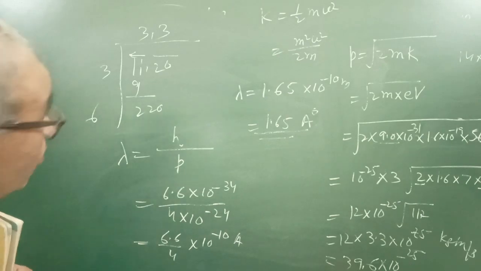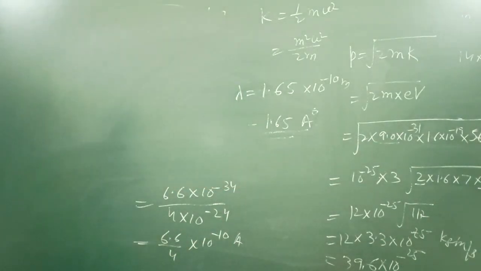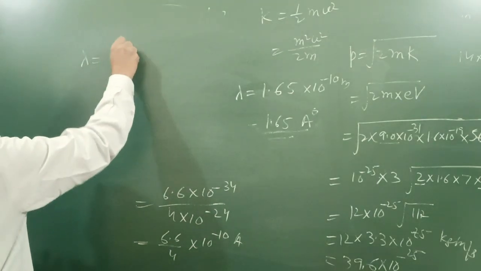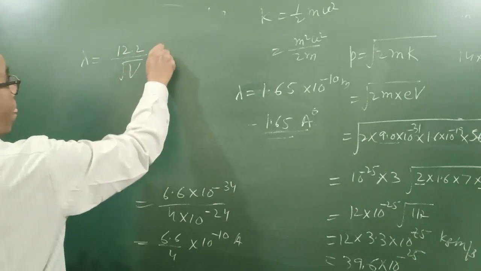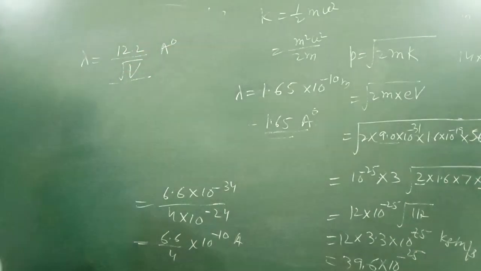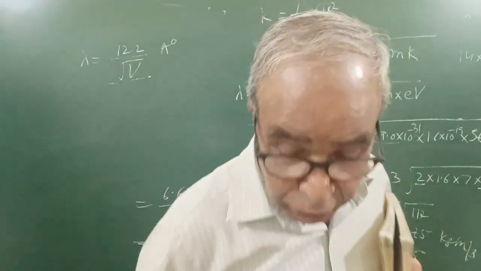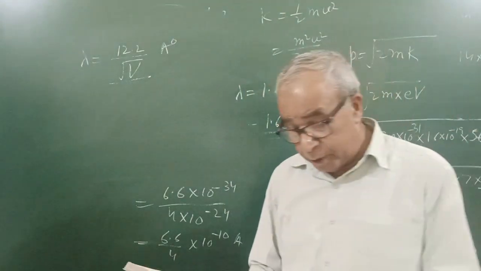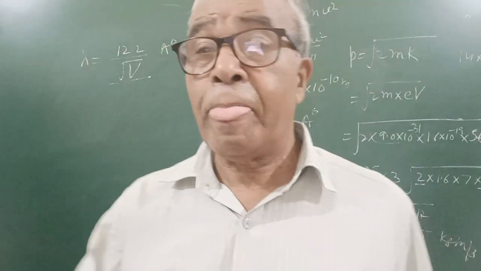Actually, we also told you that the wavelength of an electron beam accelerated through V volt is 12.2 upon under root V angstrom. You can put it in directly, but children don't remember this, so you can go this way also. So I think you have got many questions. I will be telling you more questions from another book. Thank you.